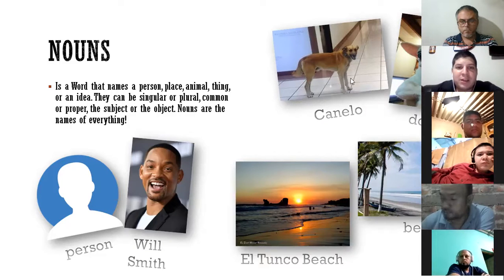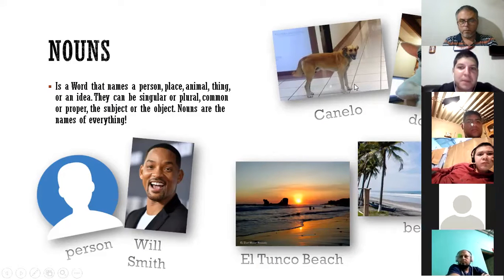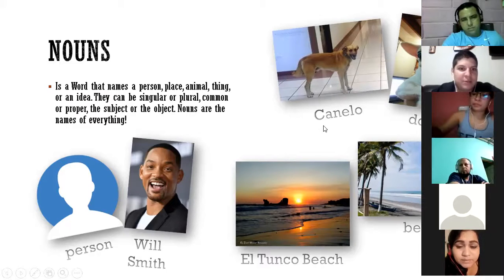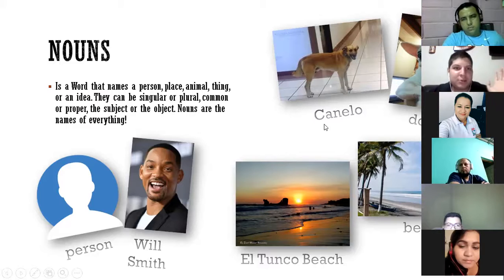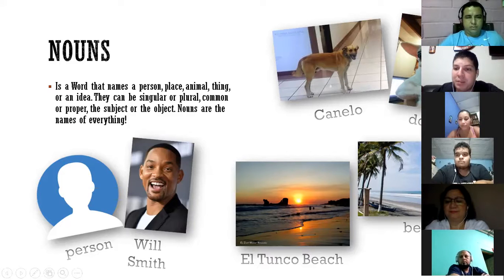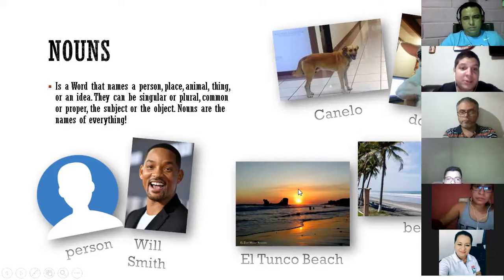So, guys, for example, we have Canelo. Common or proper? Proper. Pues sí, mucha gente le pone Canelo a su chucho, pero es el nombre del perro. Exactamente. So, this is proper. And dog? Common. Beach? Common. El tronco beach? Proper. That's right.